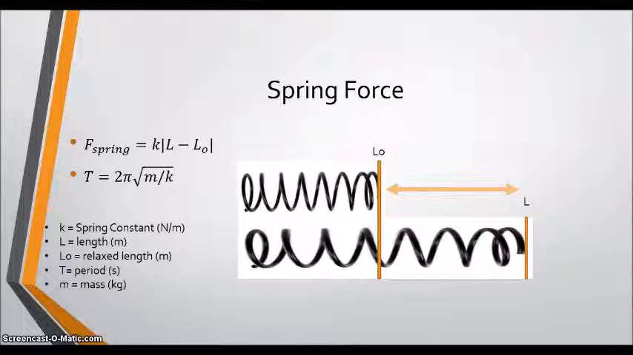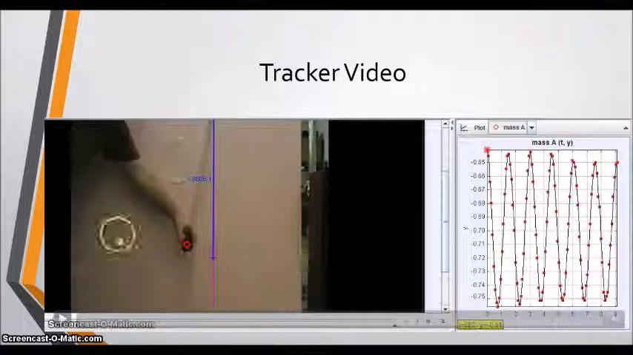The equation for the period of a spring was also used, which is that T equals 2 pi times the square root of the mass of the system divided by K. Here's our Tracker video.